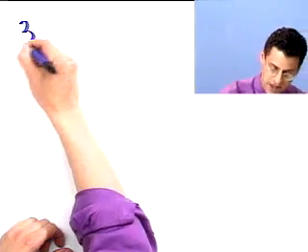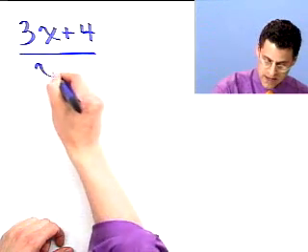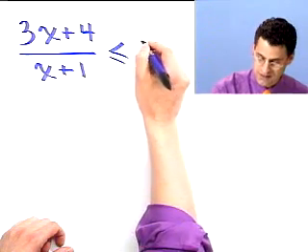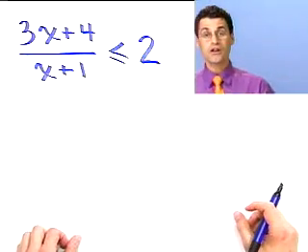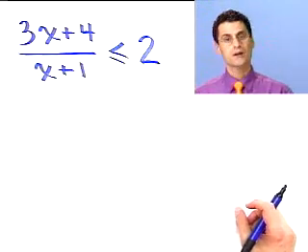So let me actually show you this by an example. Suppose that I wanted to find all the values for x so that (3x + 4)/(x + 1), all that value, is always less than or equal to 2. So I want to find all the x's that I can plug in here so that this thing is always true. Well, how do you proceed?